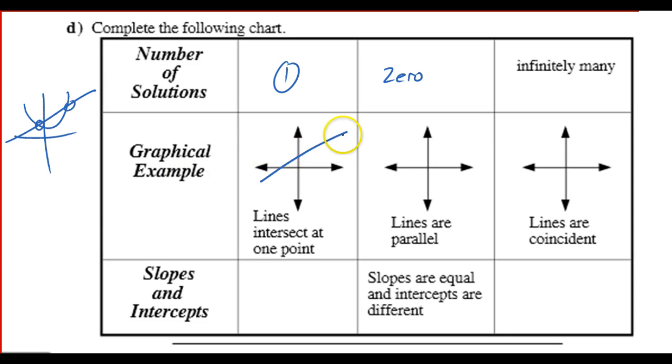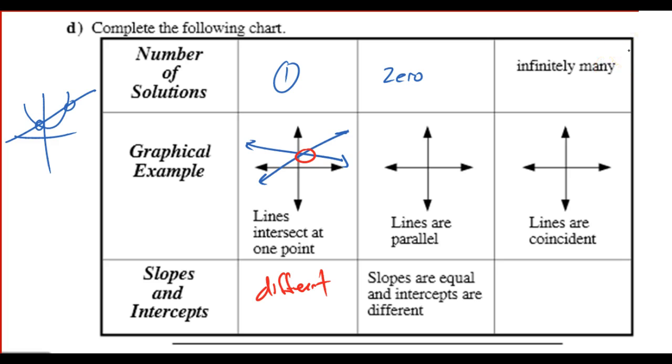So you can just have maybe 2 lines that intersect like that, and so your one solution is going to be here. The slopes and the intercepts are both different. Okay, all right. Now infinitely many. Okay, well, let's look at this one.